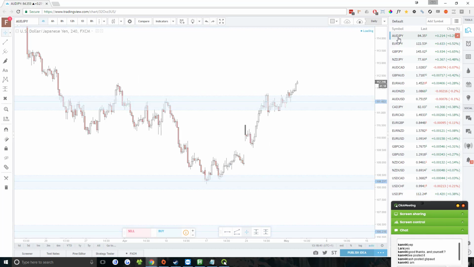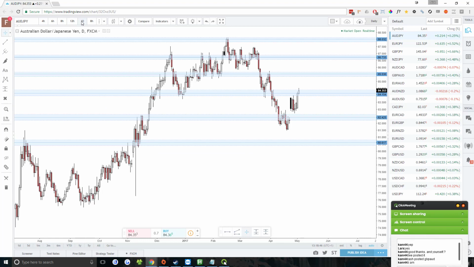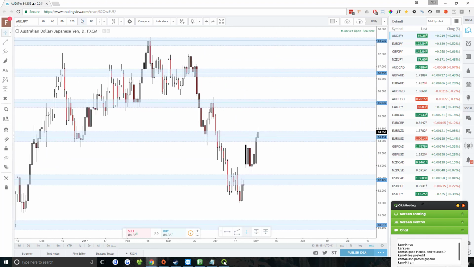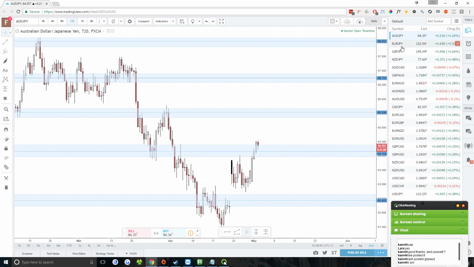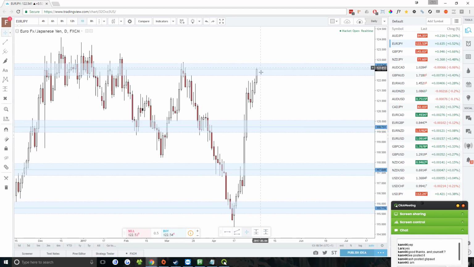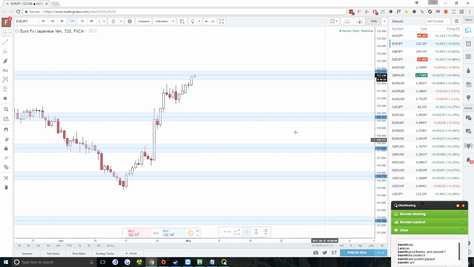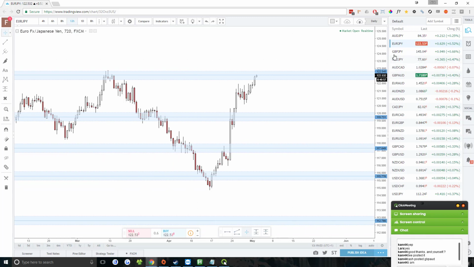All right, so to sum things up, AUDJPY, potential short forming, wait and watch. Definite wait and watch here. EURJPY, potential short forming. Again, just wait and watch. See how the indecision candle closes on the 12-hour chart. We'll just see how this one plays out. It has potential, but you know, it's not worth rushing into.